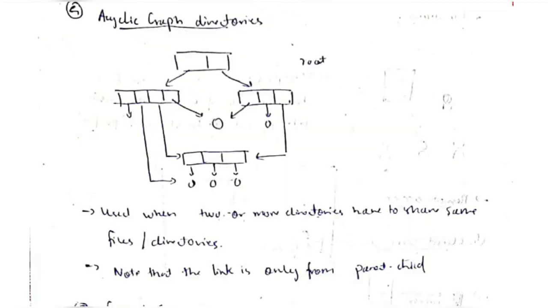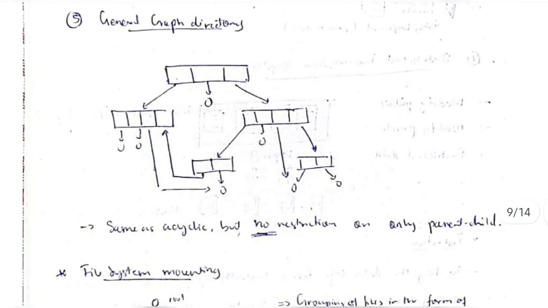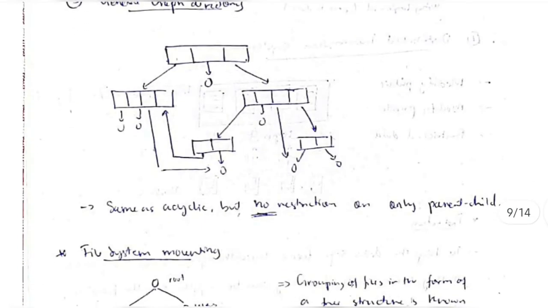Okay, acyclic graph directories are used when two or more files or directories need to share the same file. So at that time acyclic graph directories can be used. And the second point is, only from top to bottom it can point. Unlike the general graph directory, where you can have pointers from the directory to the upper directories also. In the previous one, acyclic means there should be no cycle, only from parent to child. And in general graph directory you can have a cycle also, means pointing upward also.